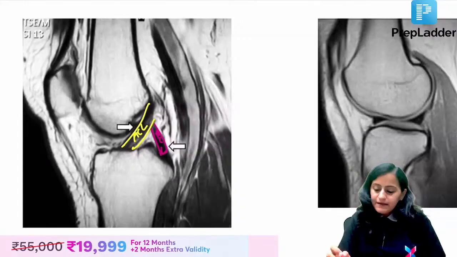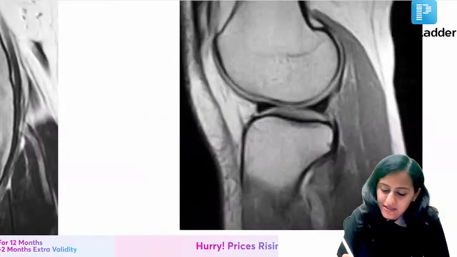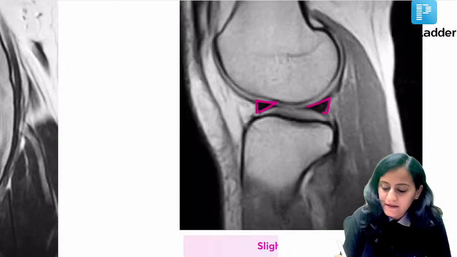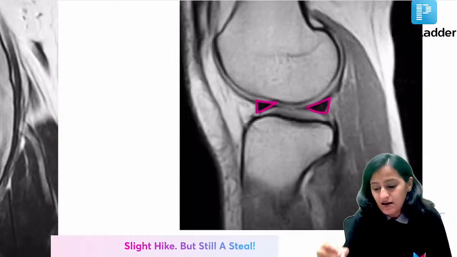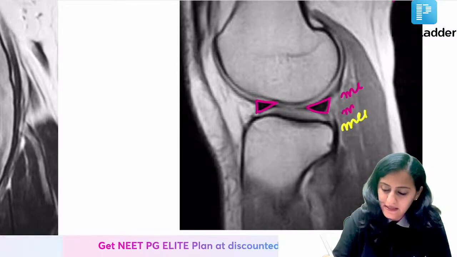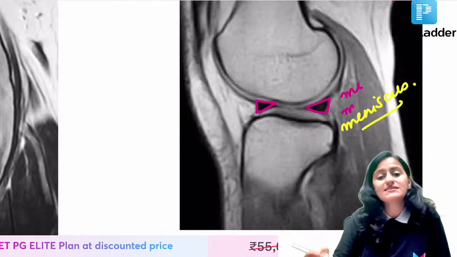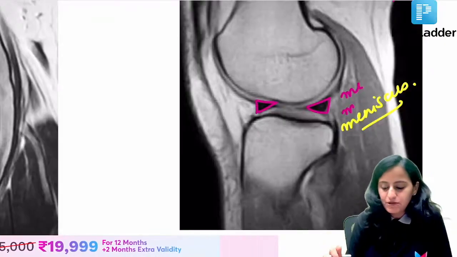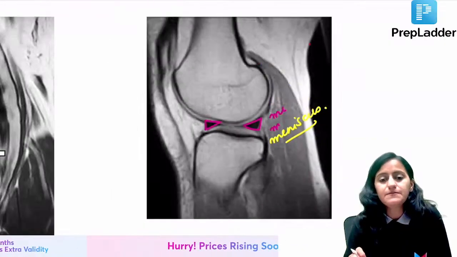Okay, right. And what is this structure that you are seeing here? It looks like a triangle, a bow tie-like appearance. This is going to be the meniscus. So this is a meniscus which has a bow tie-like appearance. This is meniscus in MRI.